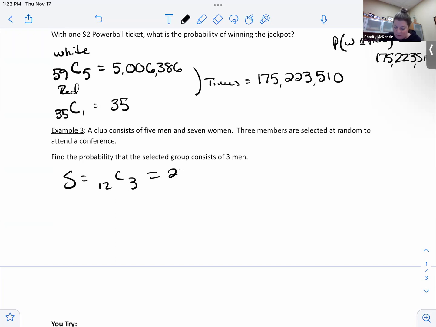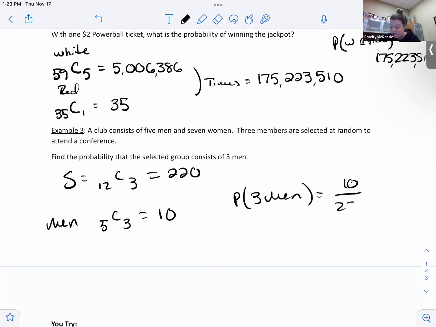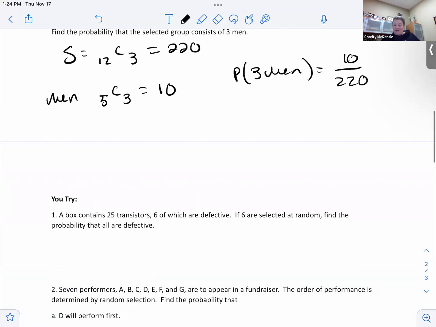So that's 220. Okay. And if we were going to pick men, there are 5 choose 3 ways to pick men, right? There are 5 total men. So there's 10 if you put that in your calculator. There's only 10 there for men. So the probability of 3 men is going to be 10 out of 220, or 1/22nd, whatever the decimal is. Okay, so you can see that sometimes you have to break it up differently. It becomes a little bit harder.